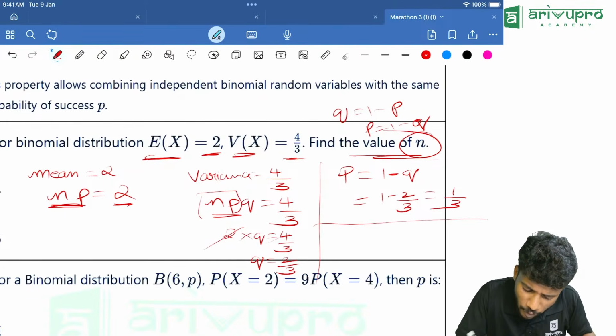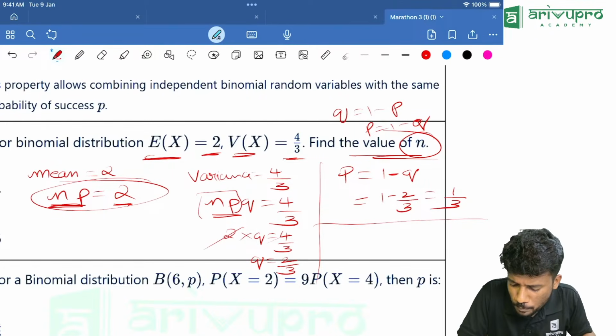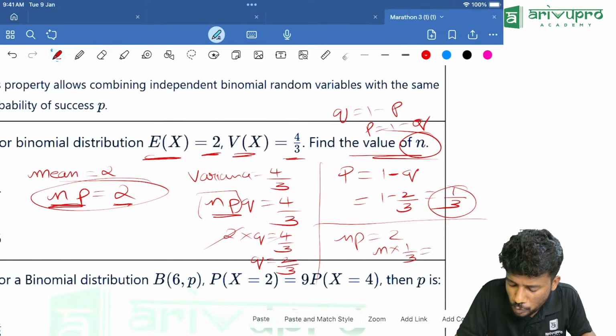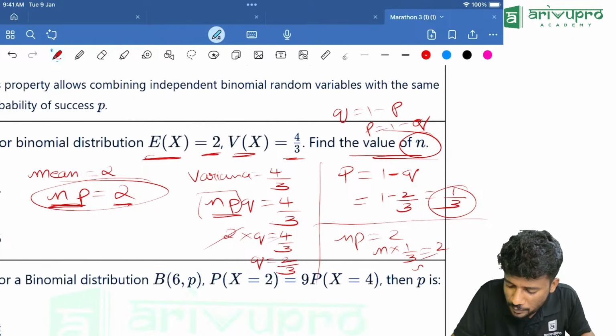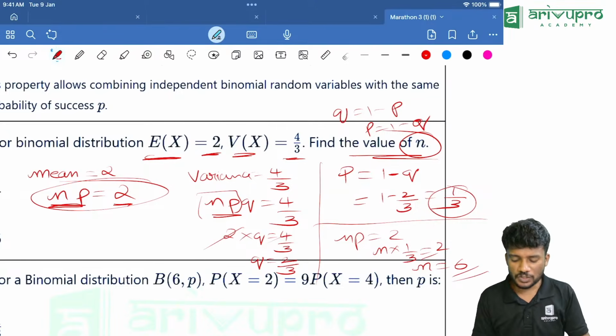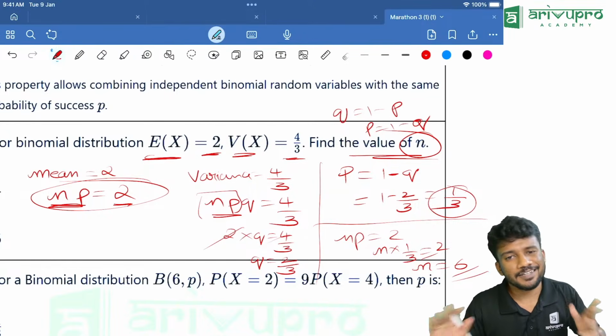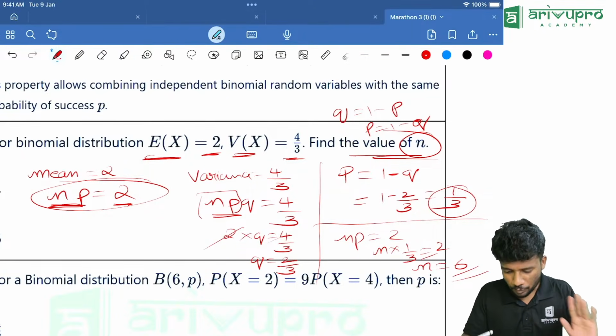Now, we already know that NP is equal to 2. Instead of P, we substitute 1 by 3. So N into 1 by 3 is equal to 2. Then cross multiply. How much is the value of N? N is equal to 6. Everyone got it? One of the easiest types. This is how you do it.